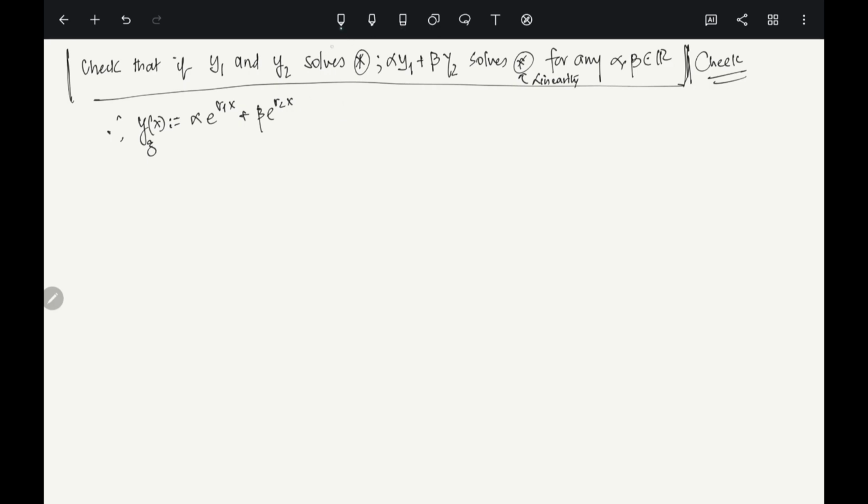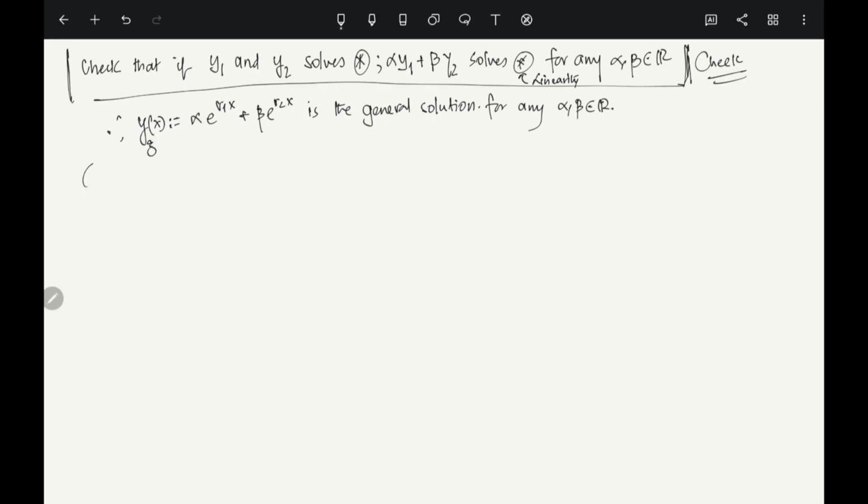Let us write it like this, is the general solution. What do I mean by general solution? I mean that all possible solutions of this equation have to look like this. There is no other way, for any alpha, beta in R.